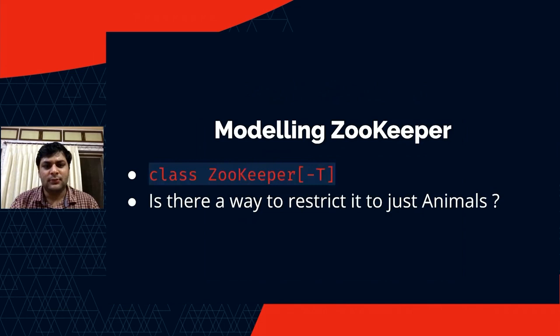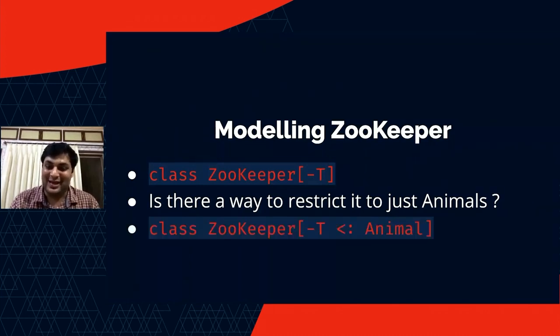So, class Zookeeper, since it's contravariant, the negative symbol comes into the picture. But there should be some way in which we are able to restrict it to just animals. Thanks to those bounds, we are restricted to animals.